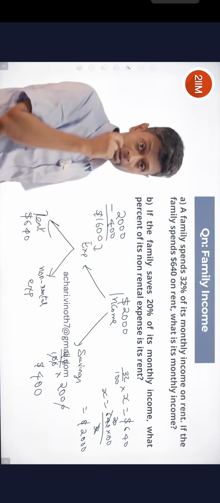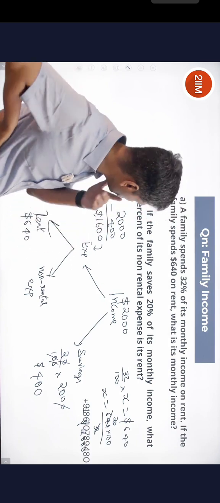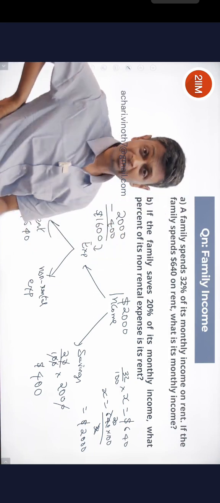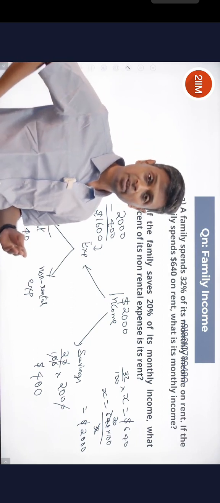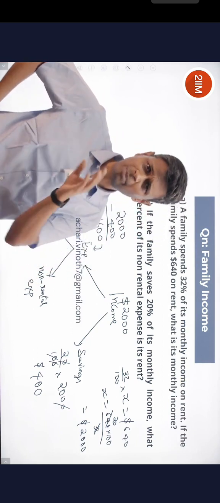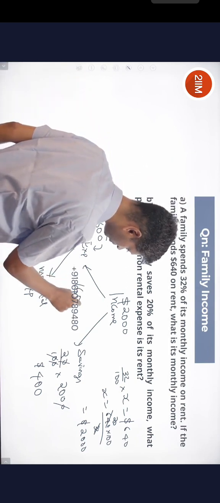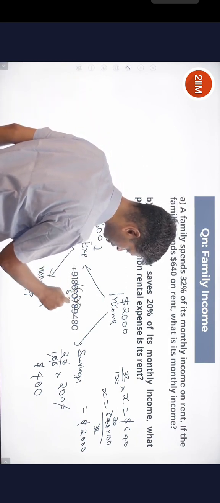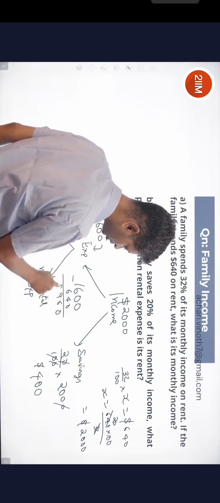That's the total expense. But this pesky question talks not about total expense or total income. It talks about non-rental expense. So out of this expense of 1,600, 640 is spent only on rent. So let's find out non-rental expense. Apart from rent, what other expense we have? That is from this 1,600, subtract 640, which is $960.